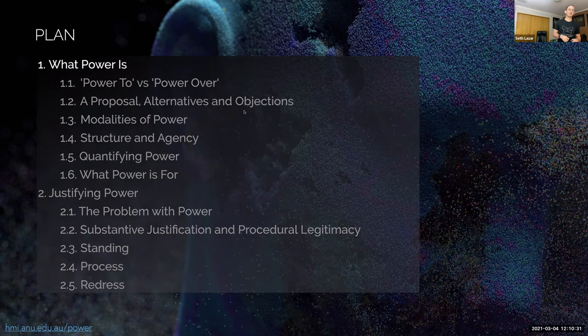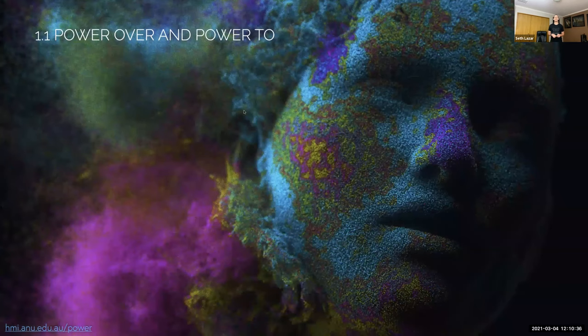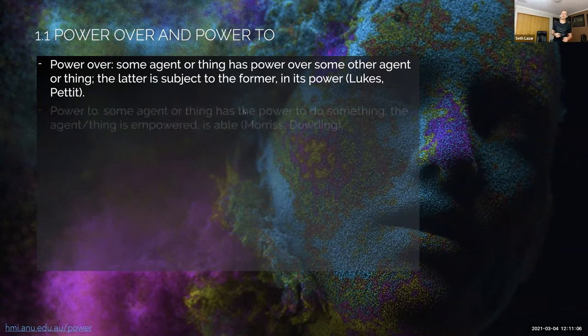Okay, so let's talk about what power is. The first distinction we have to draw is between power over and power to. The concept of power over is that some agent or thing has power over some other agent or thing. The latter is subject to the former in its power. This is the sense in which the Australian government is in the power of the Murdoch media. For example, Rupert Murdoch has power over the Australian government. Facebook has power over, well, probably the Australian government too. The government has power over its citizens. That's the social relation of power.